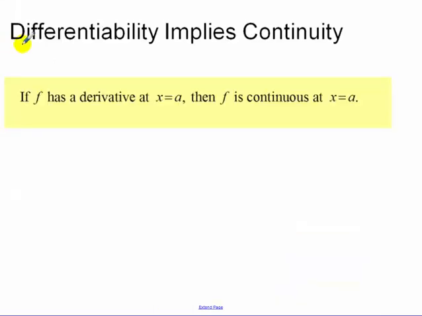Differentiability implies continuity. So if a function has a derivative at a point, then our function has to be continuous at that point. So if I can find the derivative, I can find I'm continuous. But not always. Continuity doesn't imply differentiability. And the last graph was a good example of that.